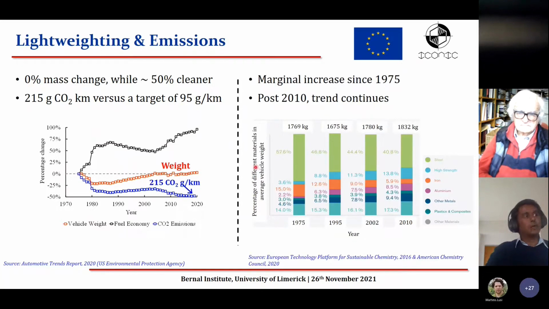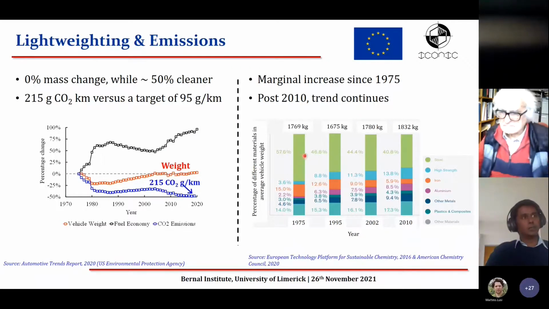Now, if we look at what different materials go into the construction of a typical car, we see that the amount of steel has considerably reduced.